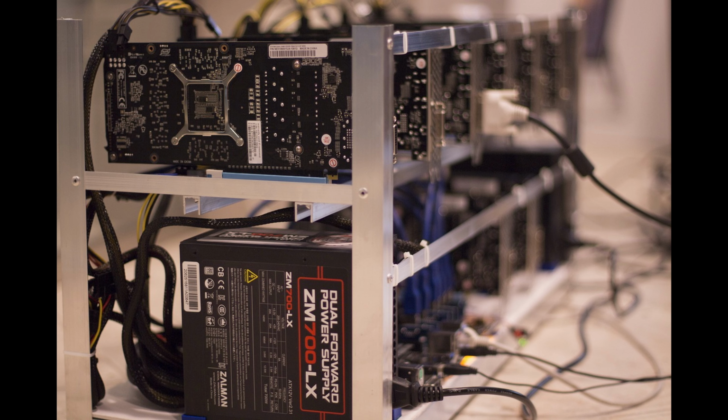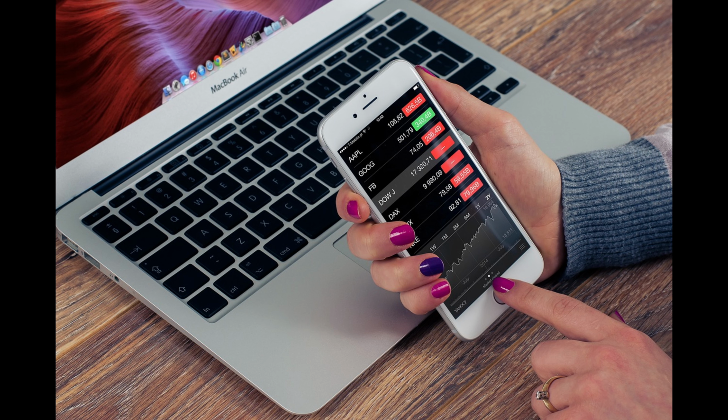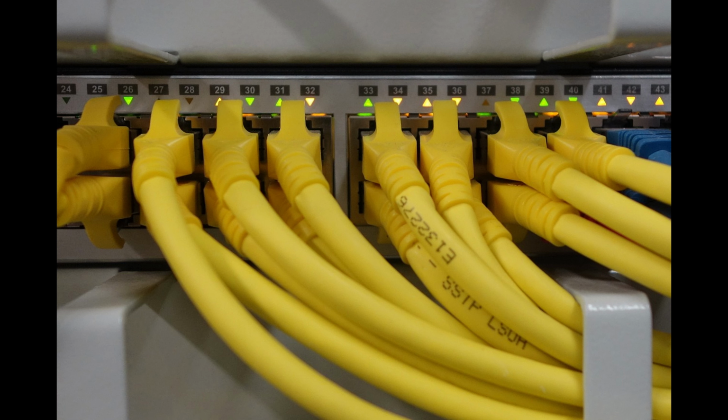Step 14, Scale your mining operation. If you're looking to expand your mining operation, we'll provide insights on scaling up, including adding more hardware, joining larger mining pools, and exploring cloud mining options.